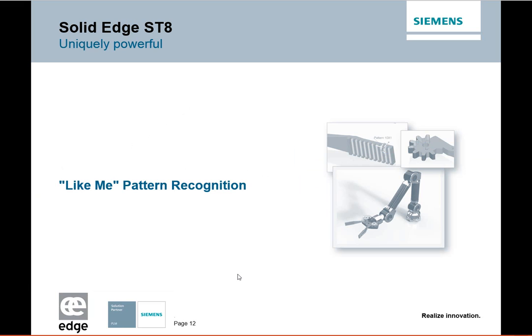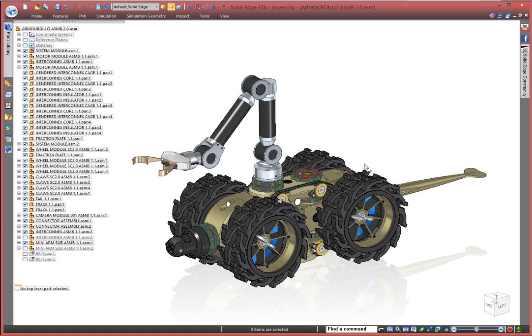Okay, let's take a look at some of these new features in Solid Edge ST8. The first we're going to look at is Like Me pattern recognition. And what this allows us to do is to recognize faces and create patterns or pattern features from completely dumb geometry. There's several cases which could use this, so let's take a look.